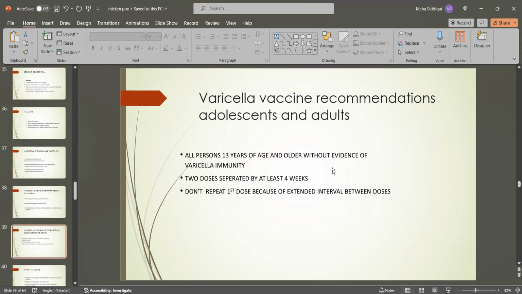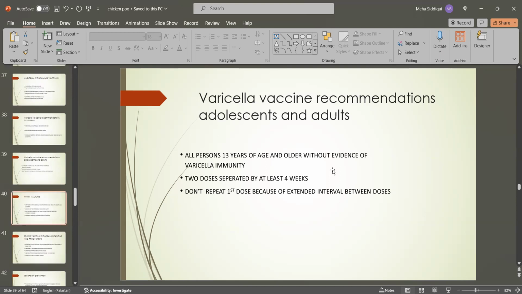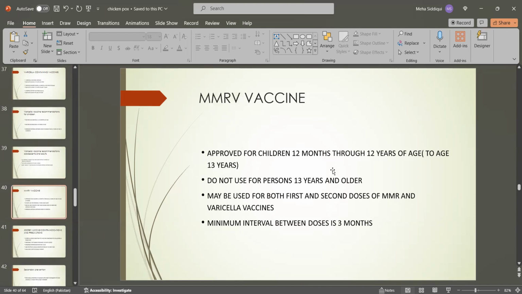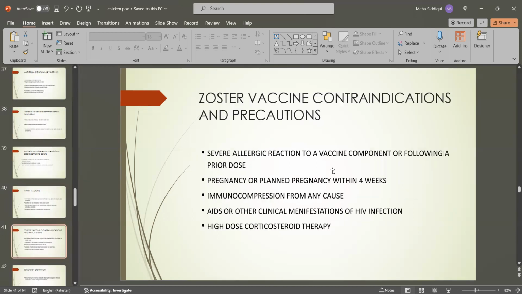The recommendation for adolescents and adults is for all persons 13 years of age and older without evidence of varicella immunity: two doses, at least 4 weeks apart. Don't repeat the first dose because of an extended interval between doses. The MMRV vaccine is approved for children 12 months to 12 years of age. Do not use for persons 13 years and older. It may be used for both first and second doses of MMR and varicella vaccine. The minimum interval between doses is 3 months.